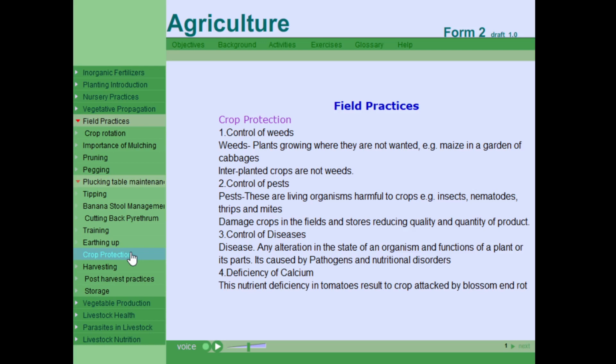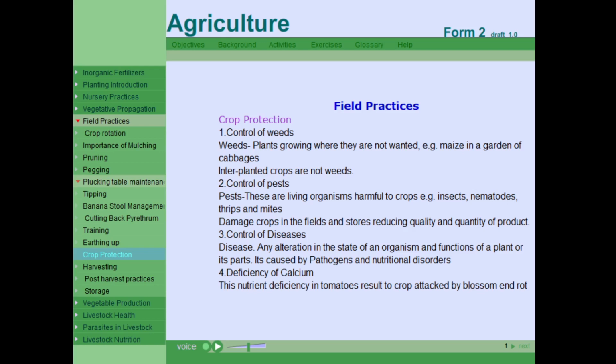Crop protection. Control of weeds. Weeds: plants growing where they are not wanted. For example, maize in a garden of cabbages. Interplanted crops are not weeds. Control of pests. Pests are living organisms harmful to crops, for example insects, nematodes, thrips, and mites. They damage crops in the fields and stores, reducing quality and quantity of product.